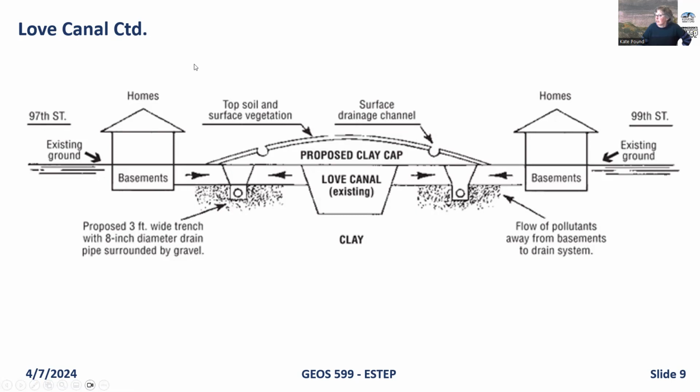And this actually is a simplified version of that diagram. So some of the houses were demolished and removed. Others were deemed relatively safe, and I don't know what the criteria were.